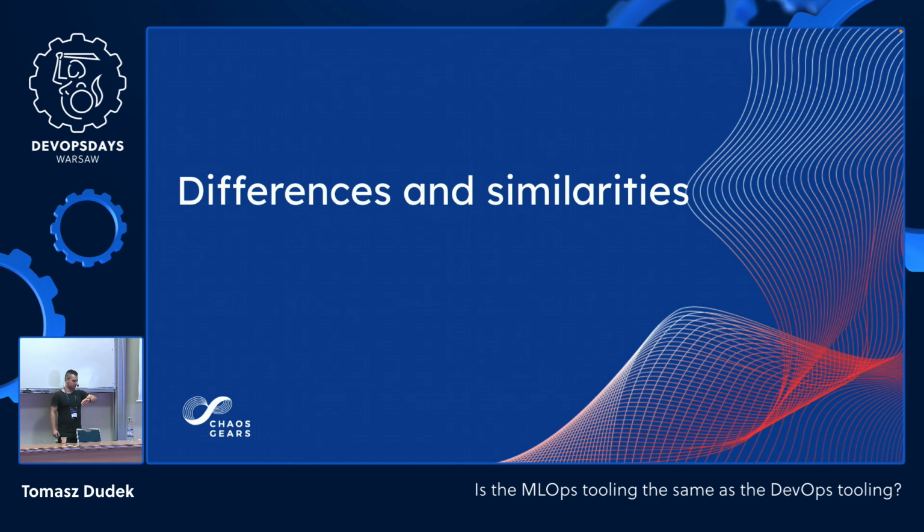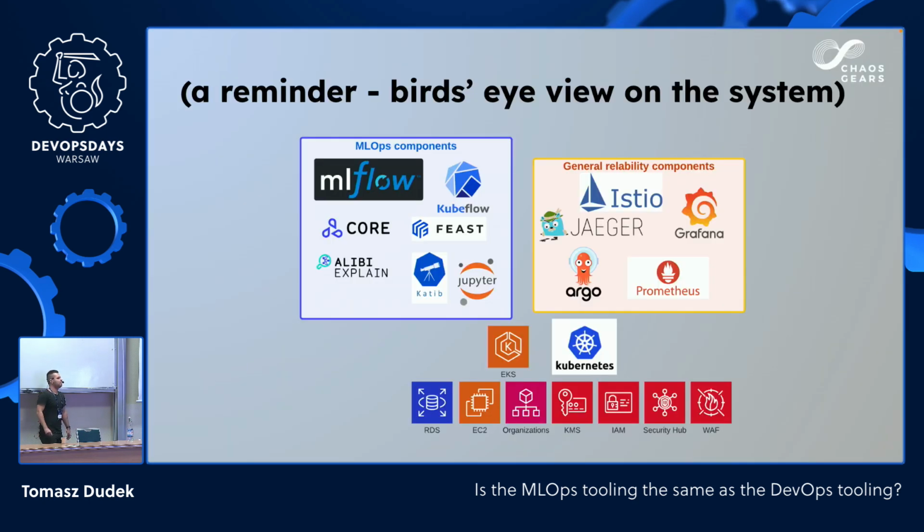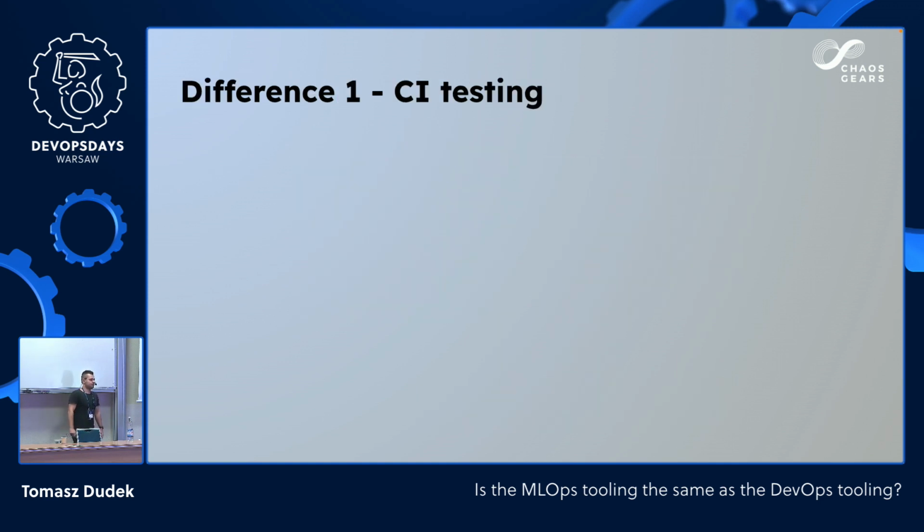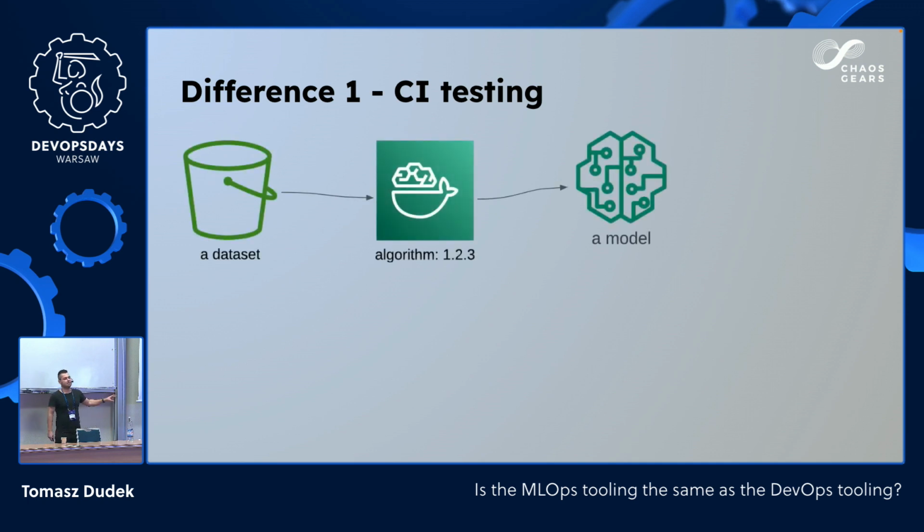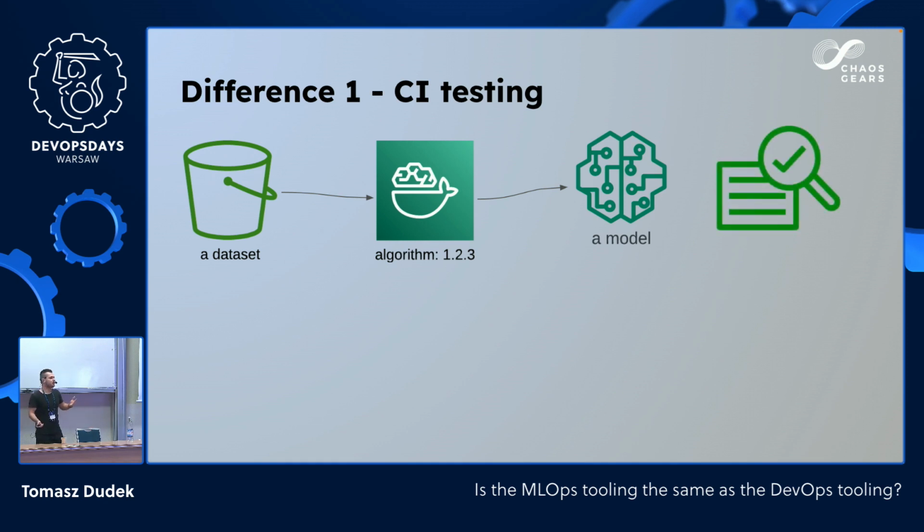So let's move on to the differences and similarities between the usual systems and those machine learning related. Here's a quick reminder. That's a bird's eye view on the system. Just Kubernetes running some microservices. And here's the first difference. This is a difference that comes in testing. So we feed a data set to an algorithm, and what we end up with is a model. We then write some tests for that model, and generally speaking, the system works perfectly. Then a month passes, and we've got a different data set with more data in it.